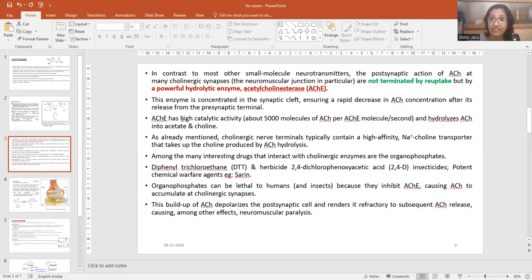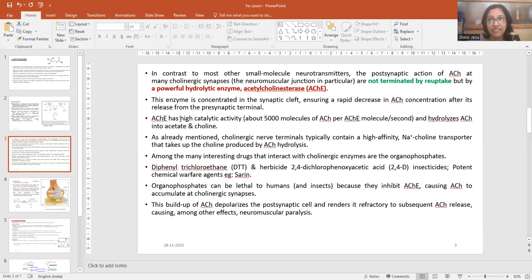Acetylcholinesterase has high catalytic activity and hydrolyzes acetylcholine into acetate and choline. As already mentioned, cholinergic nerve terminals typically contain a high affinity sodium choline transporter that takes up the choline produced by this acetylcholine hydrolysis. Among the many interesting drugs that interact with these cholinergic enzymes are the organophosphates.